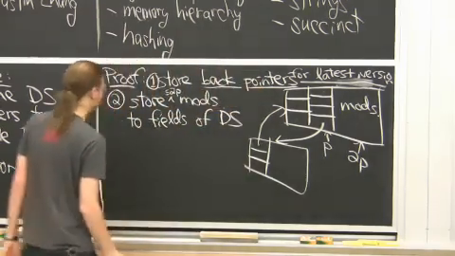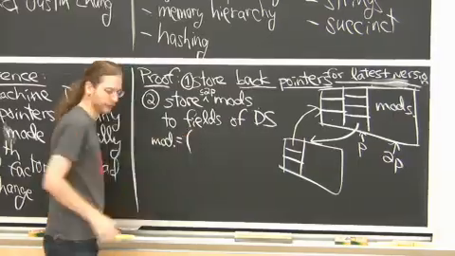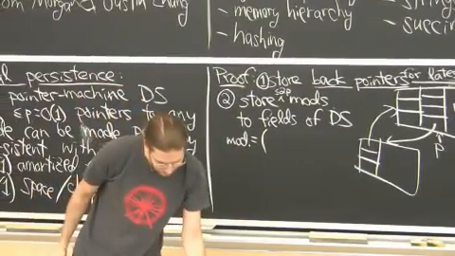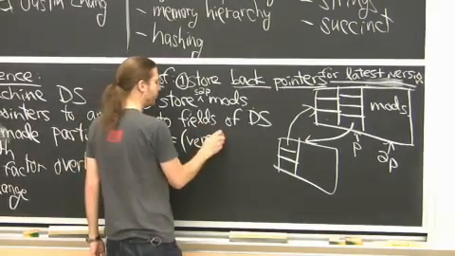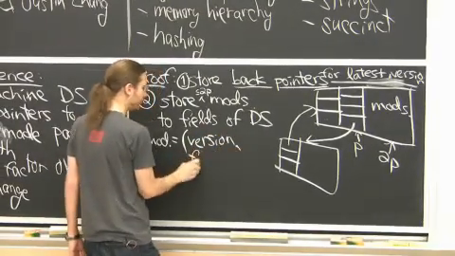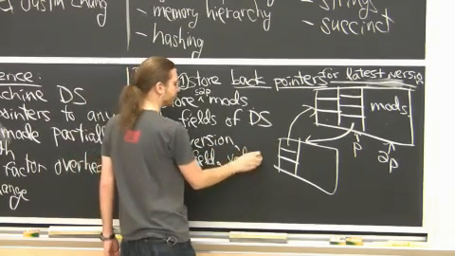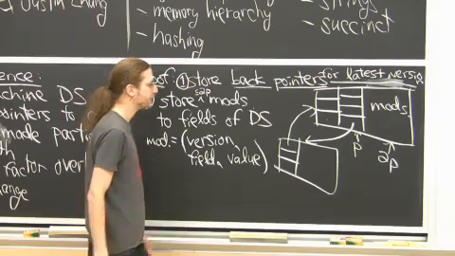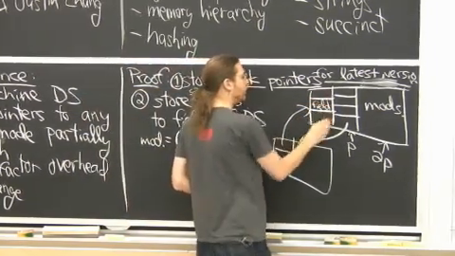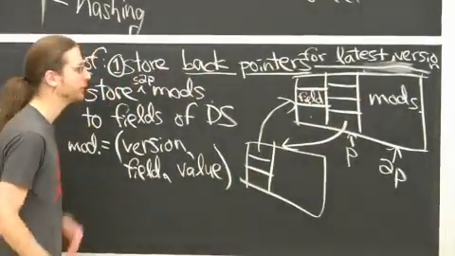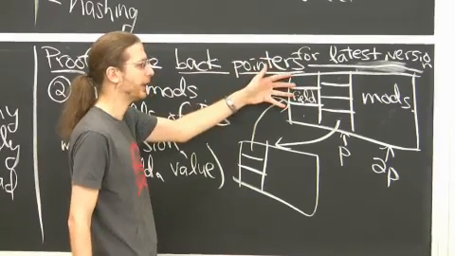And what's a modification look like? It's going to consist of 3 things. The version in which something was changed, the field that got changed, and the value it got changed to. Okay, so the idea is that these are the fields here. We're not going to touch those. Once they're set to something, whatever they are initially, they will stay that way.